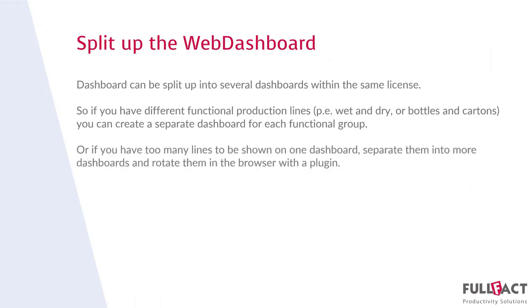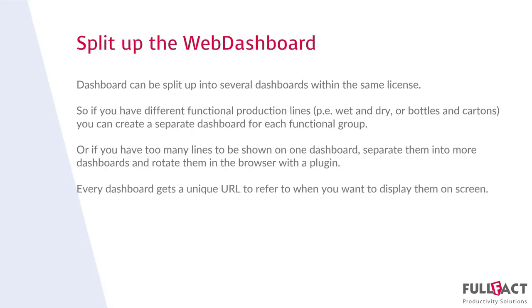If you have too many lines to be shown on one dashboard, separate them into more dashboards and rotate them in the browser with a plugin. Every dashboard gets a unique URL to refer to when you want to display it on the screen. So every dashboard has a unique URL, the plant dashboard, but also the line dashboards within the plant dashboard.